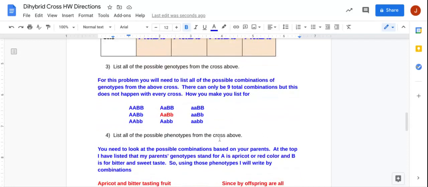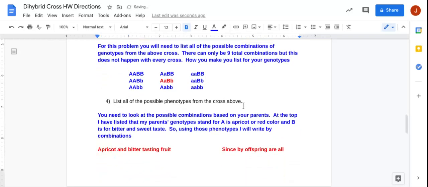So if you want to set it up that way when you're doing your assignment, you can list all 9 possible ones and then highlight the ones that are actually showing up, or you can just list the ones that show up.